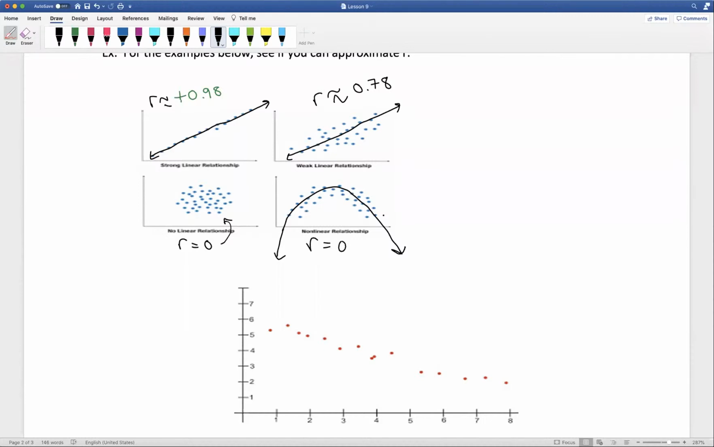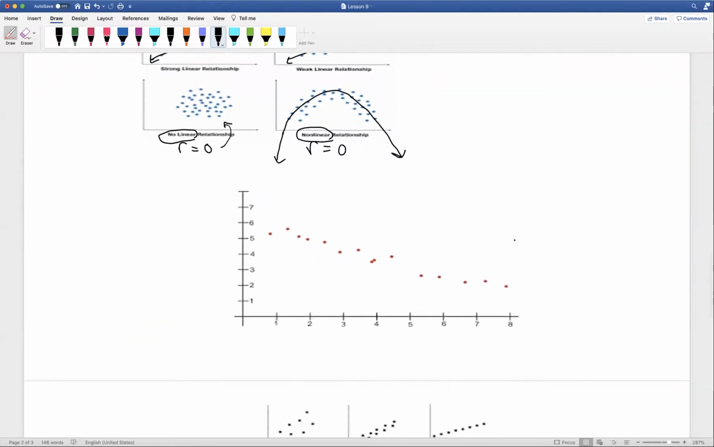It's a nonlinear relationship. So the difference between no linear relationship and nonlinear: nonlinear means you could use something other than a line to organize it. In this case, like I said, like a parabola. No linear relationship means you really can't use another function to organize or approximate that data. Let's take a look at this example over here.